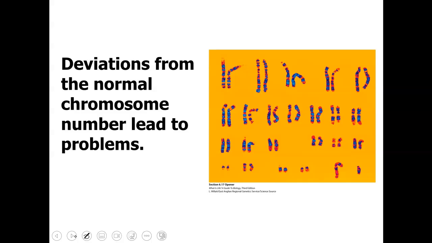Deviations from the normal chromosome number lead to different types of problems. Looking at this picture, this is called a karyotype. Karyotypes allow you to look at the different chromosomes, and not only can you compare them by size, but you can also see what genes are found on each one. Starting up in the corner, you have chromosome 1. The next is chromosome 2. Then here you have chromosome 3 and so forth. All of those are referred to as autosomes.